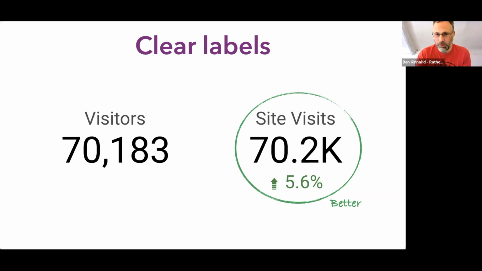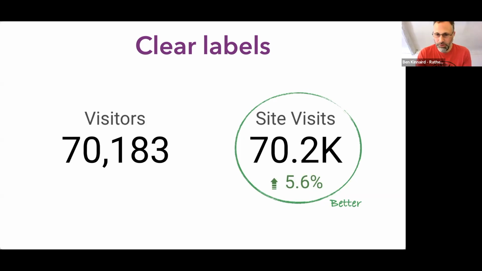So you can see down the bottom underneath the 70.2K, it says 5.6%, and it's got an arrow with an up sign, an arrow going up. What this means is, compared to the previous data we are looking at, that's gone up by 5.6%.